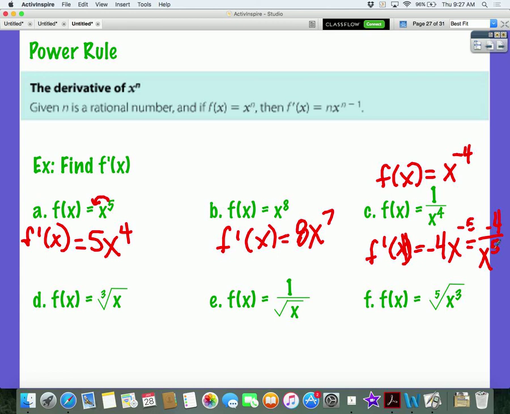Okay, question? Just one example, where'd you get the negative 5 from the exponent? Because remember, after you bring down the exponent, you always subtract 1. Oh, okay. So that's that n minus 1 part. Okay. All right? Questions?